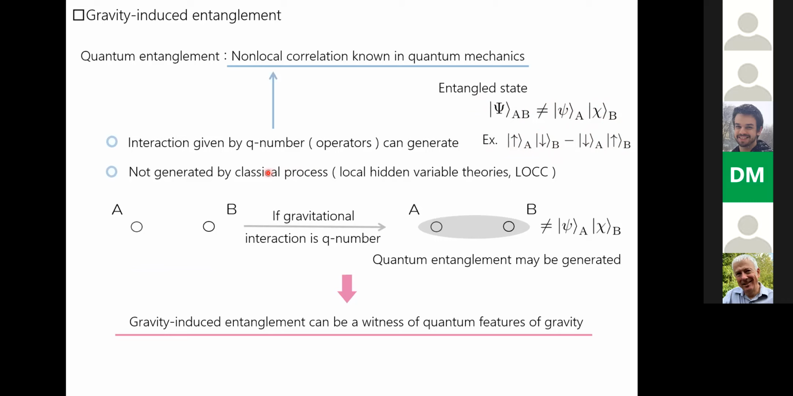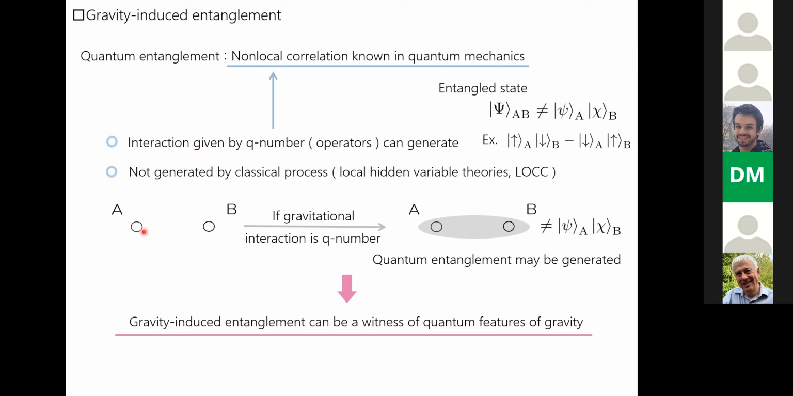There are two important properties of quantum entanglement. One is that quantum entanglement can be generated by an interaction given by a q-number. The other is that quantum entanglement is not generated in classical processes such as local operations and classical communications, so-called LOCC. These properties give us one important consequence.